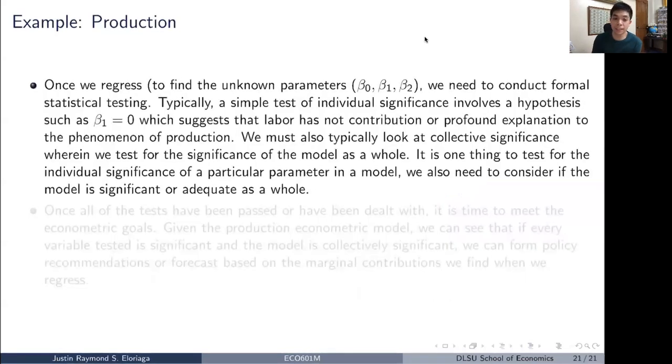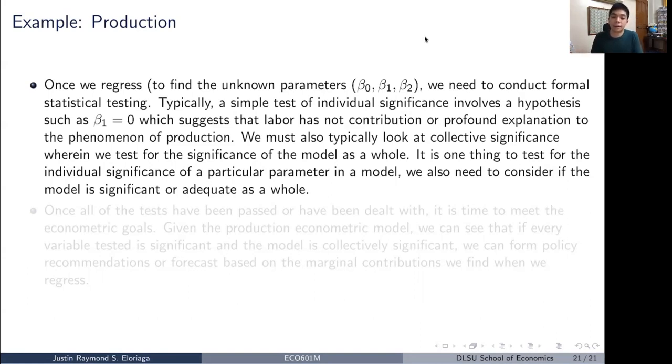So once we regress, i.e. find the values of beta naught, beta 1, and beta 2, we need to conduct formal statistical testing. This is the part where we say, okay, we found the model, we regressed the model, can I trust the model? So that's where statistical inference and these tests are involved. Typically we do tests of individual significance, determining whether labor individually or capital individually is significant. Then we do collective significance, whether the model as a whole is good. We do goodness of fit measures, whether the fit of the independent variables relative to how it explains the variance of the dependent variable is a good fit.